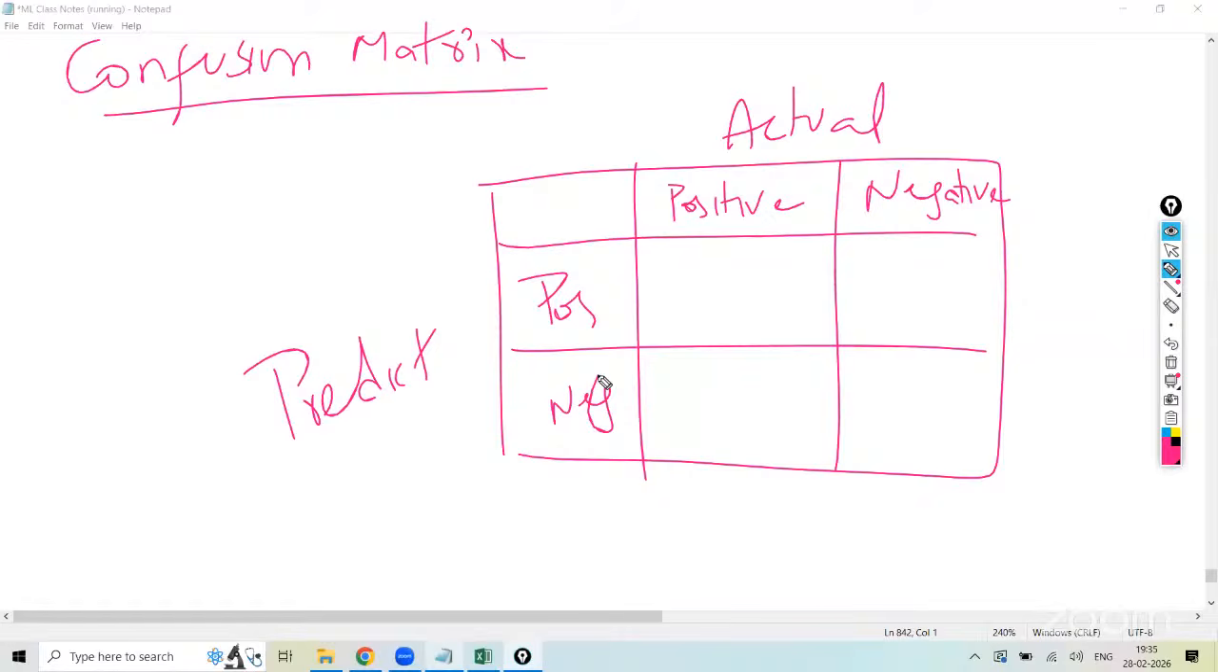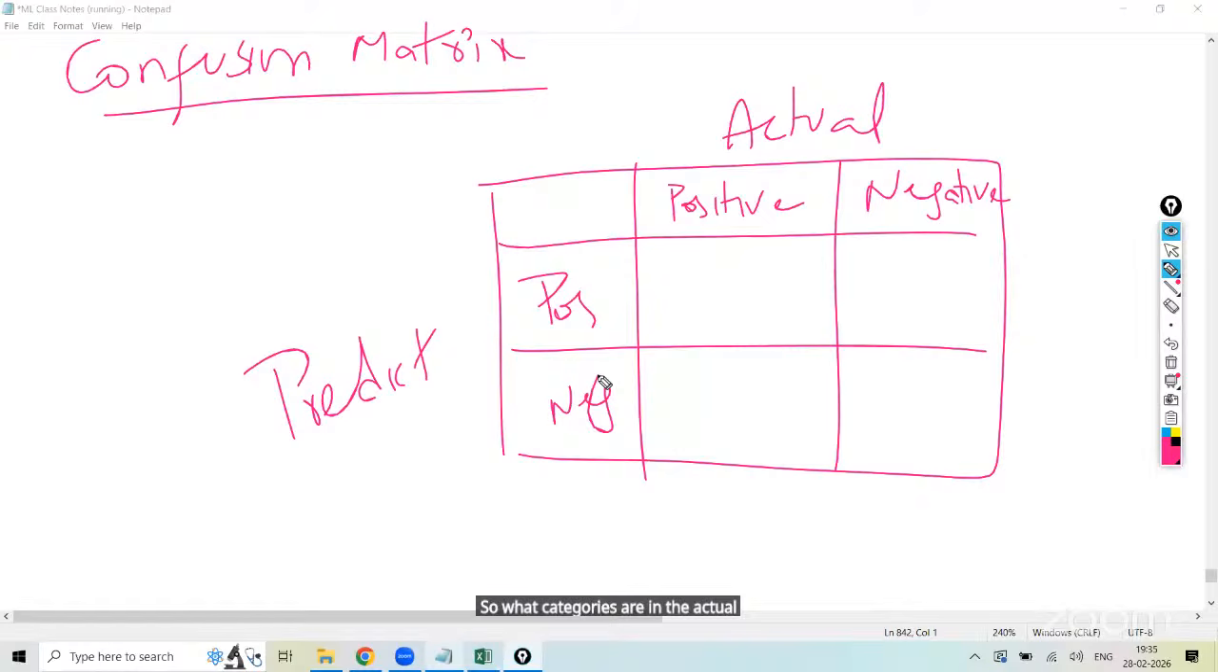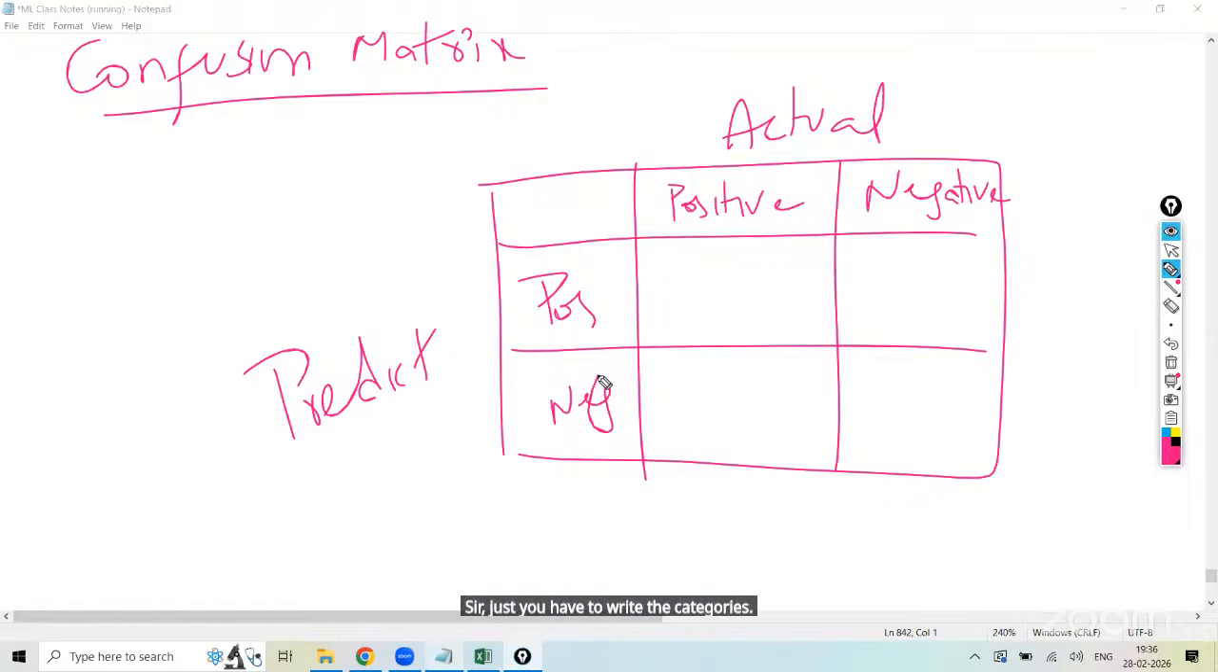One side actual, one side predicted. In the actual, what categories are there? In the predicted, what categories are there? Whatever categories are in the actual, automatically the same categories will be in the predicted. So you just have to write the categories. Done?